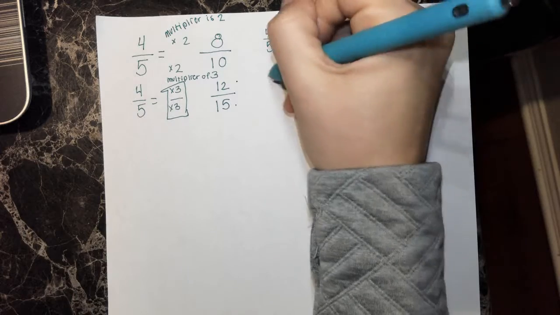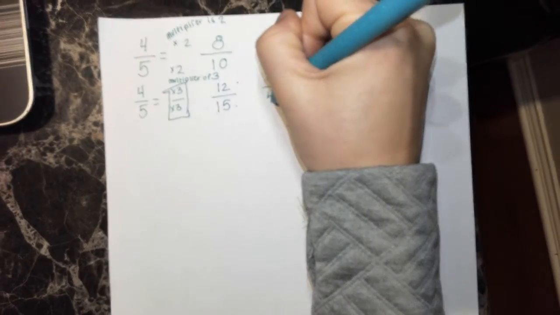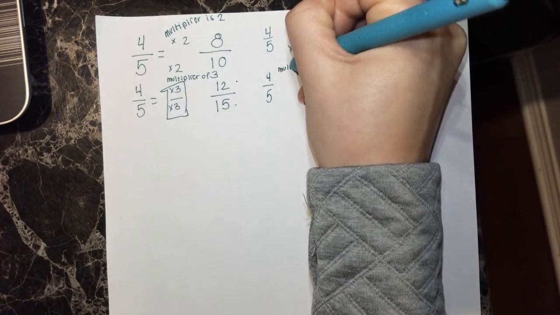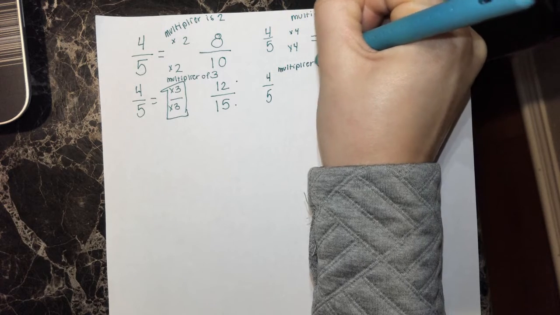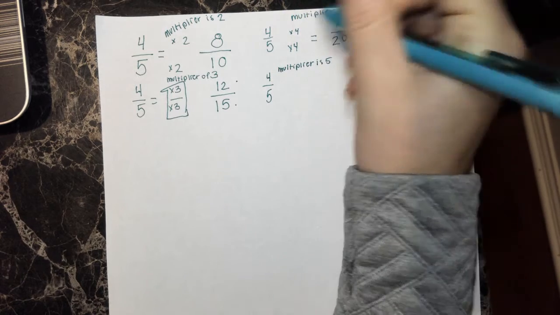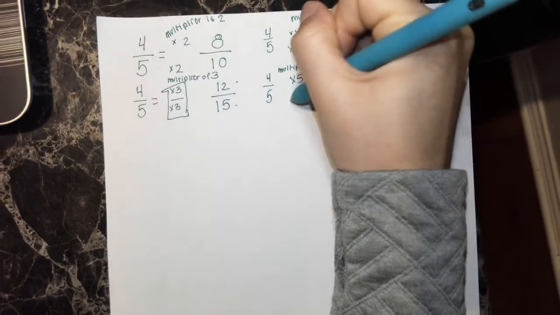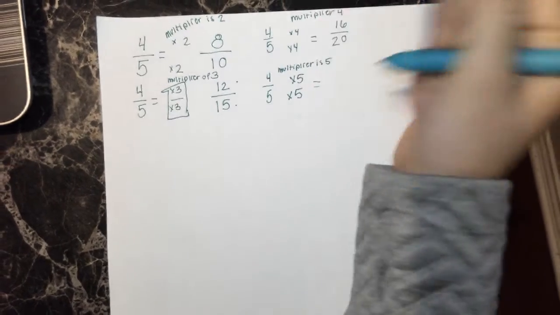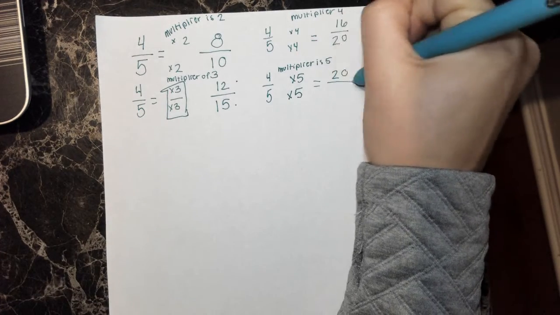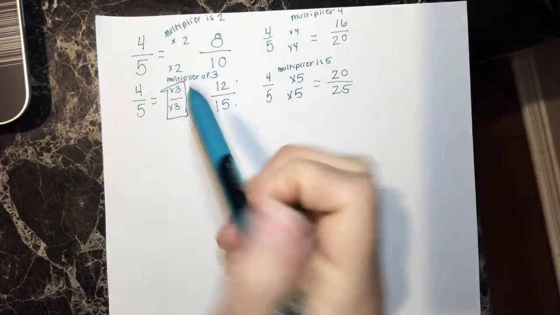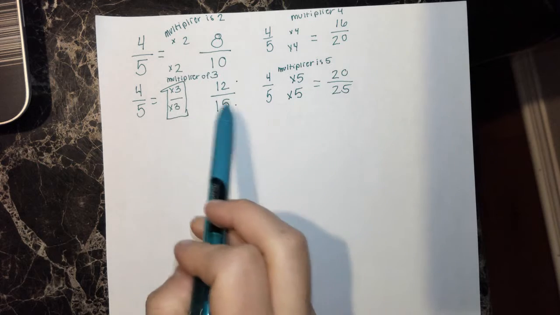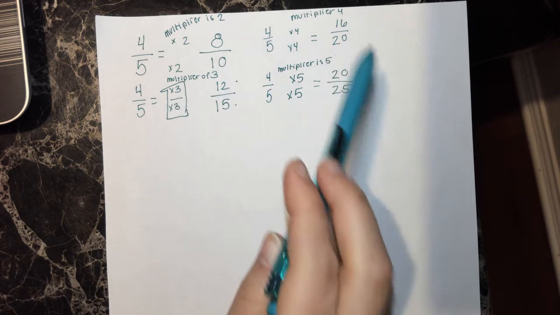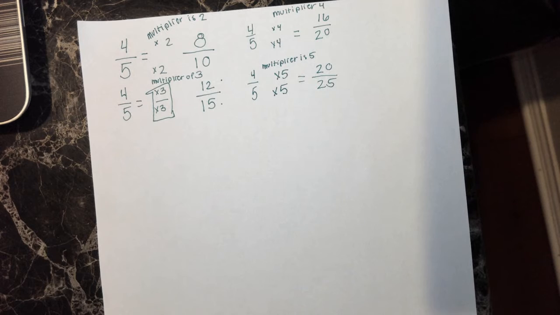Let's say our multiplier is 5. If my multiplier is 5, that means my top gets multiplied by 5 and my bottom multiplied by 5. 4 times 5, you would get 20, and 5 times 5, you would get 25. This means that 4 fifths equals 8 tenths, it equals 12 fifteenths, it equals 16 twentieths, and it equals 20 25ths. They are all equivalent fractions, just broken up into more pieces with more parts.